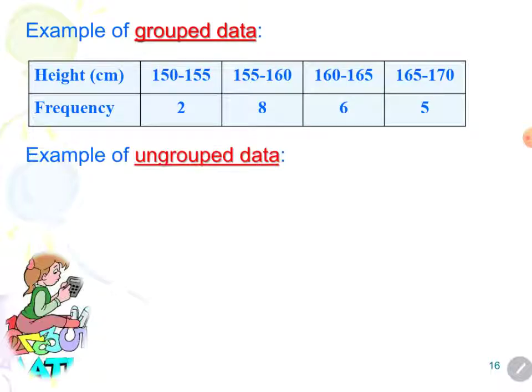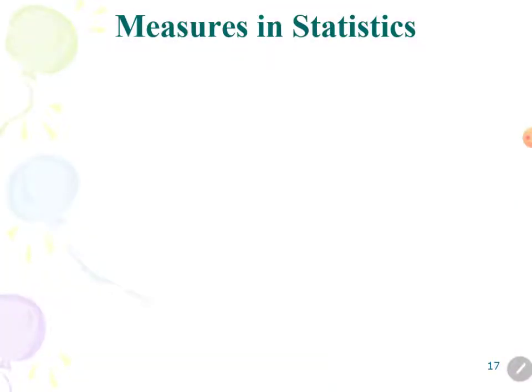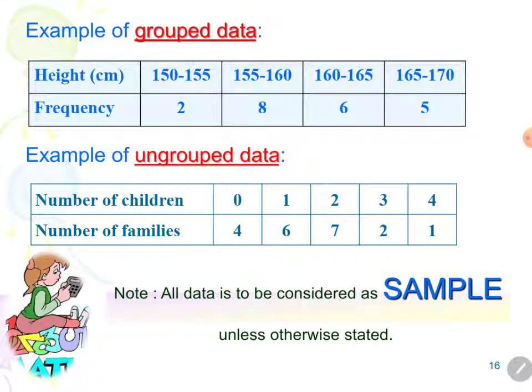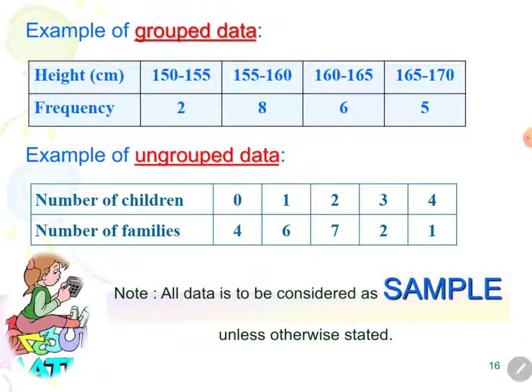So this is the example of grouped data. So we have the height. The height is being grouped into several groups with the same interval. So we have an interval of 5 for each of the groups. And then for ungrouped data, we have a number of children with a frequency here. So all data is to be considered as a sample unless otherwise stated.